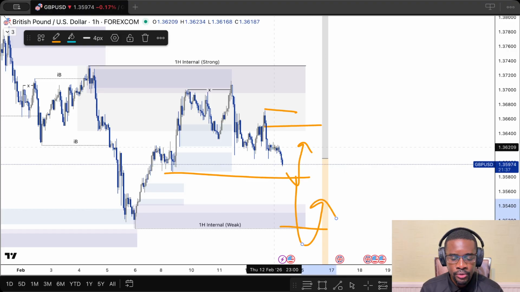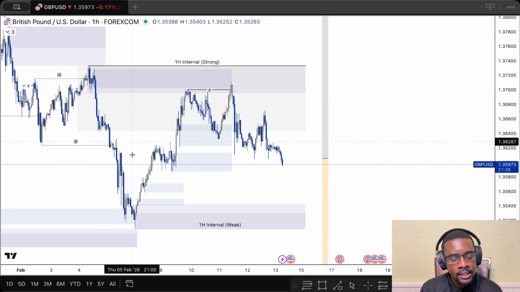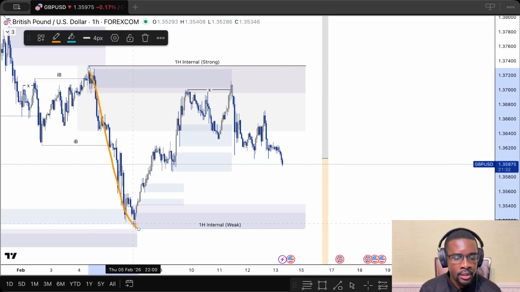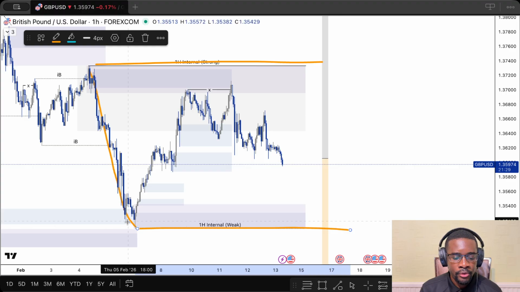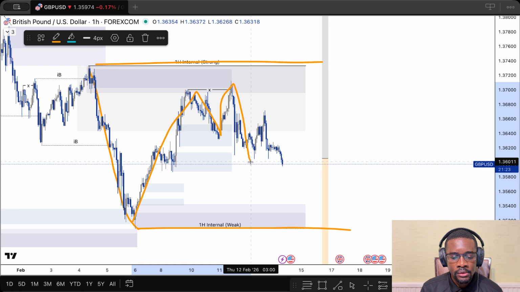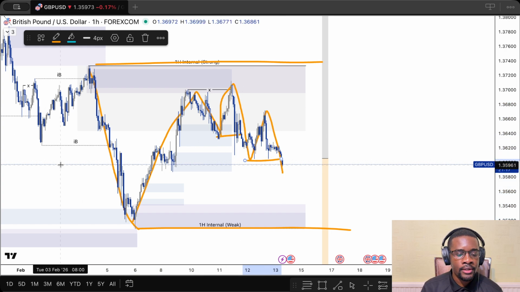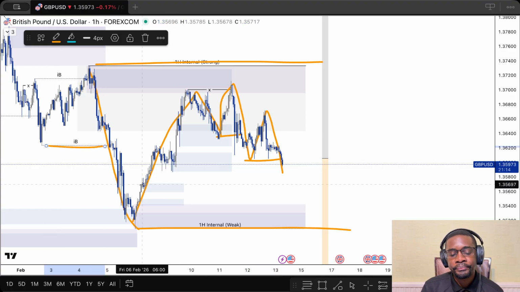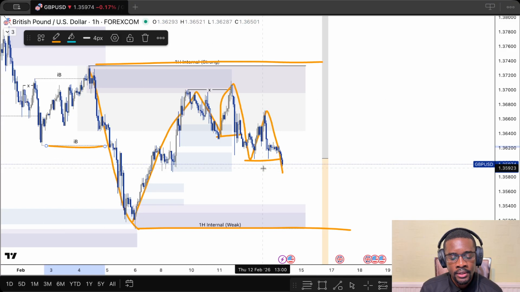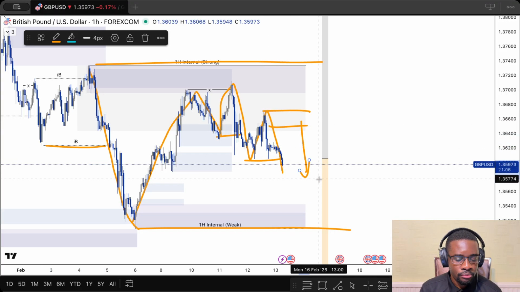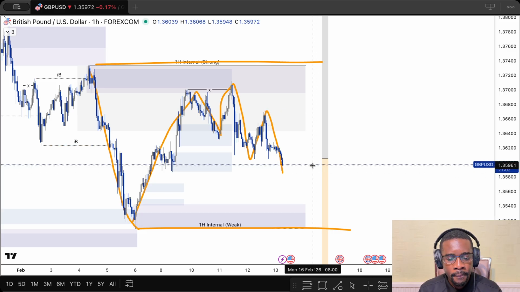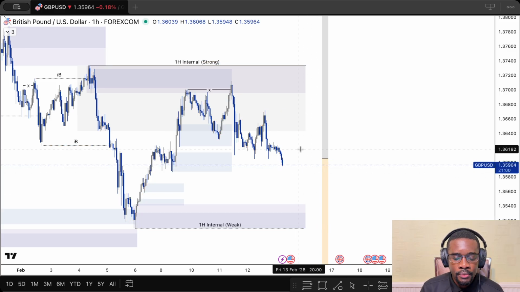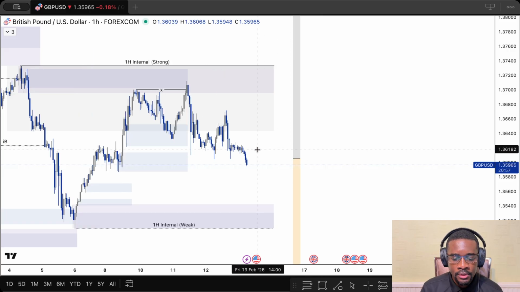Or you could just be trading in line with this internal trend, which is clearly bearish. We've made a lower high, lower low, lower high, lower low. So clearly now everything is aligned. Internal is aligned bearish, and substructure within the internal is also bearish. So all systems go, we're looking to go short. That's it really, this is my analysis for today.